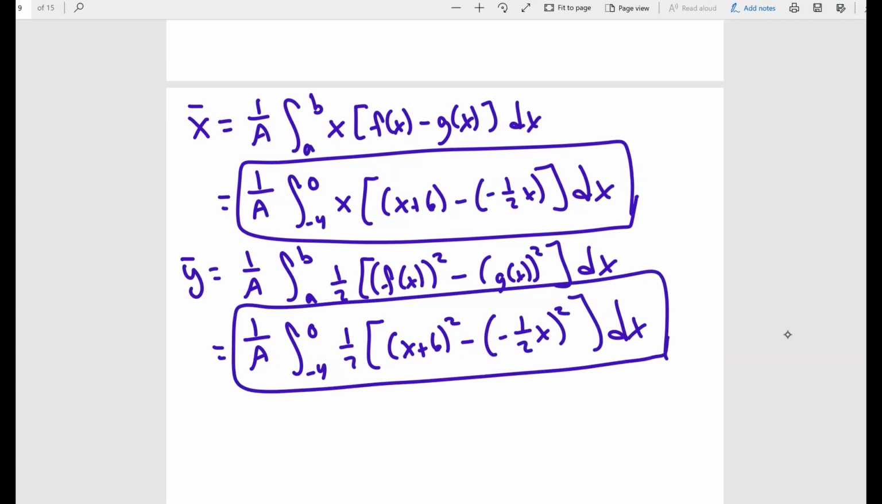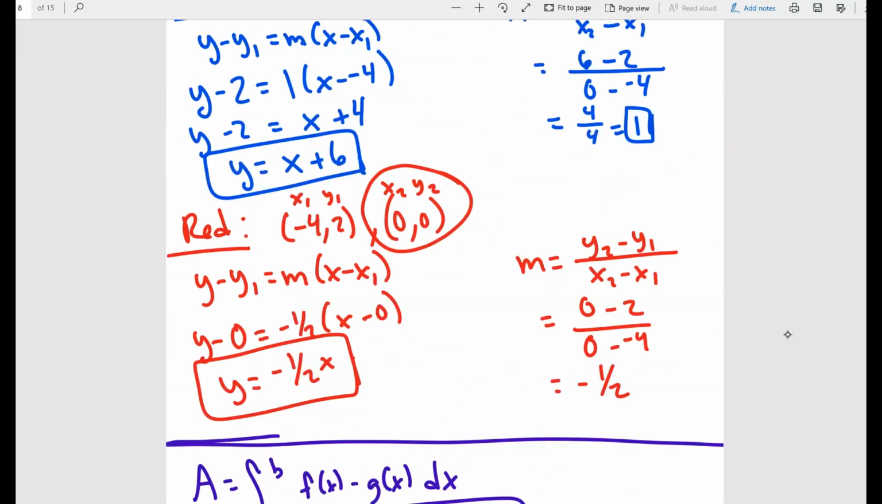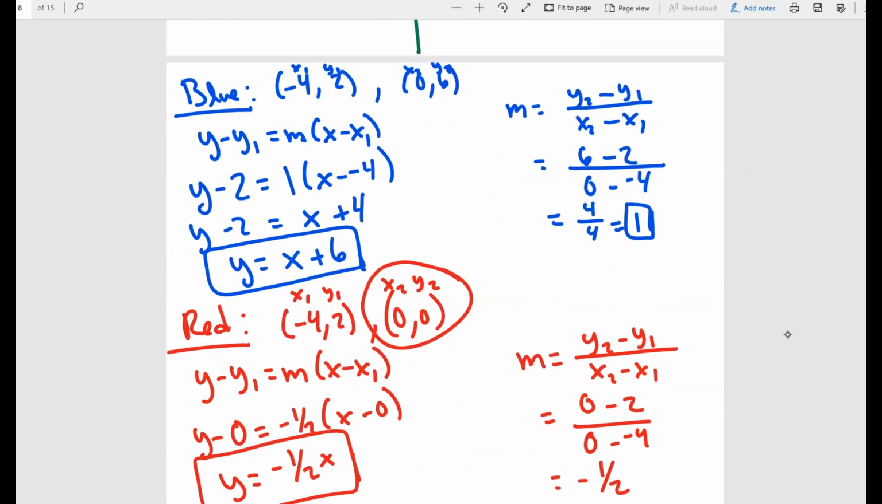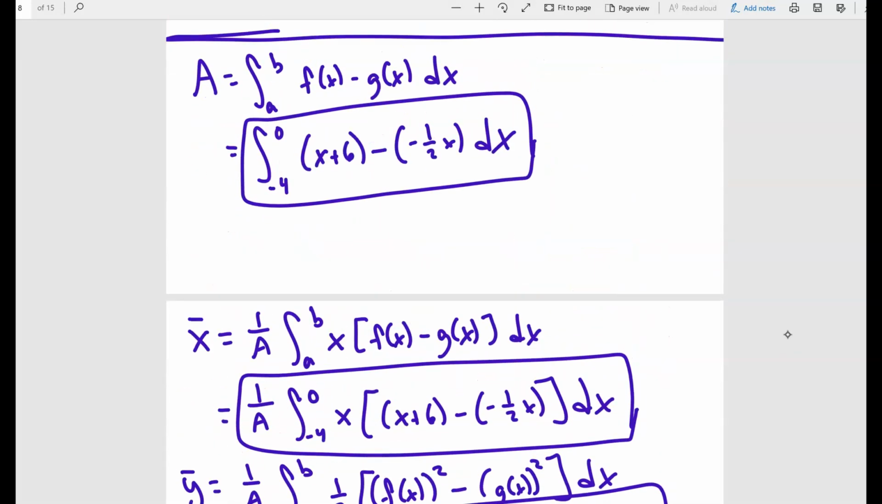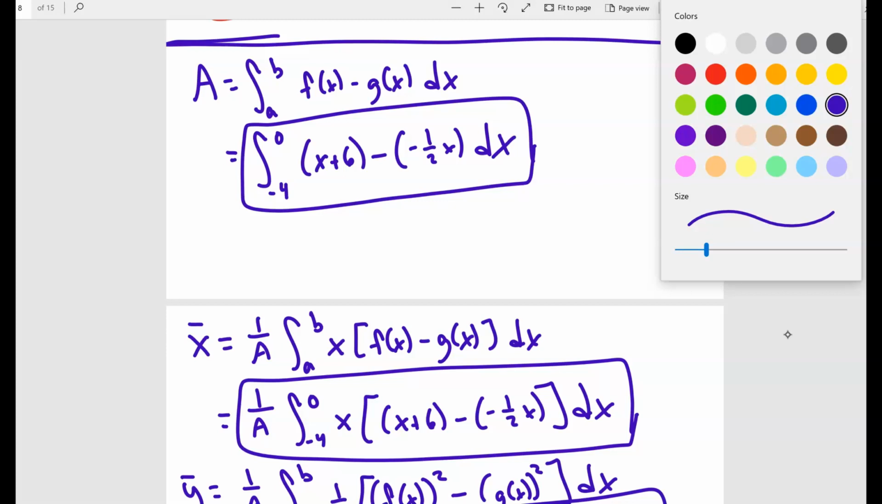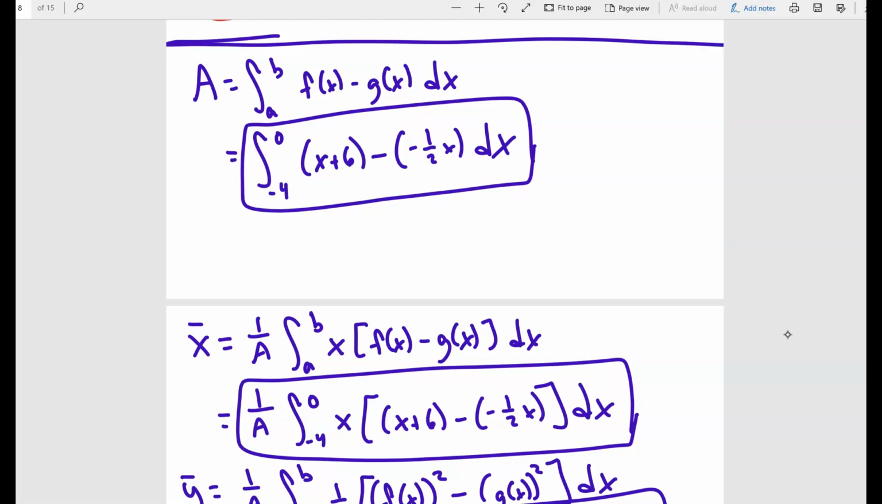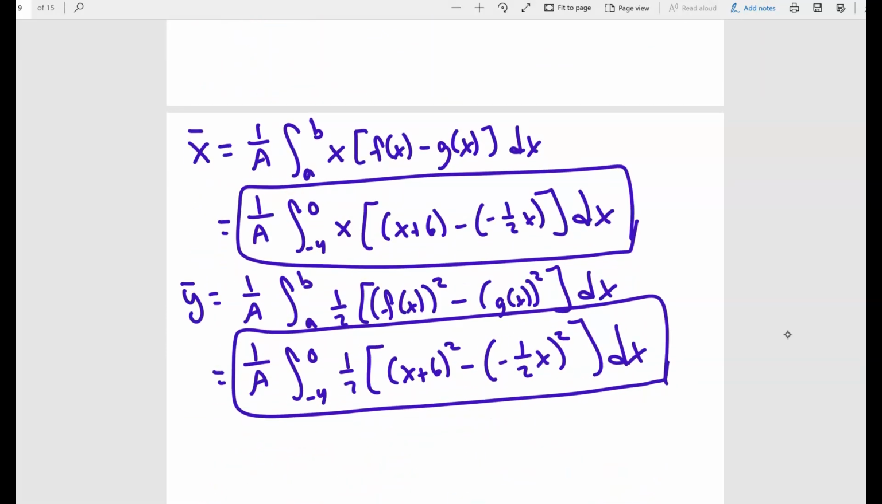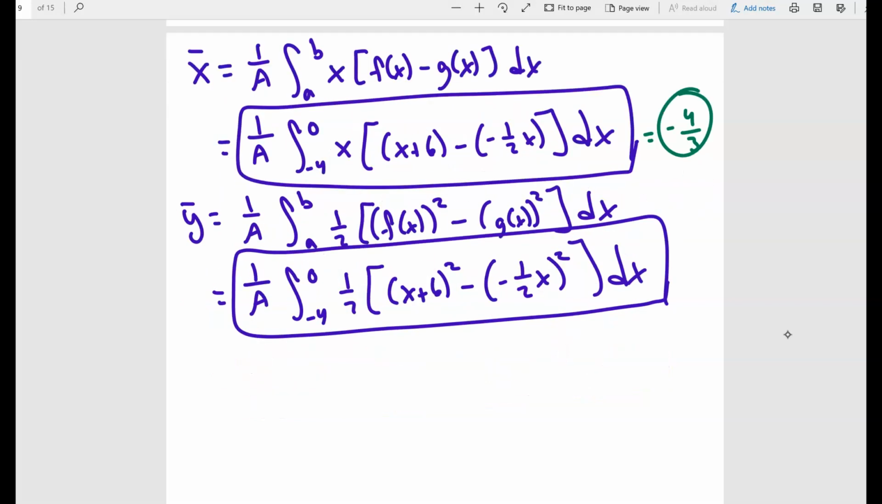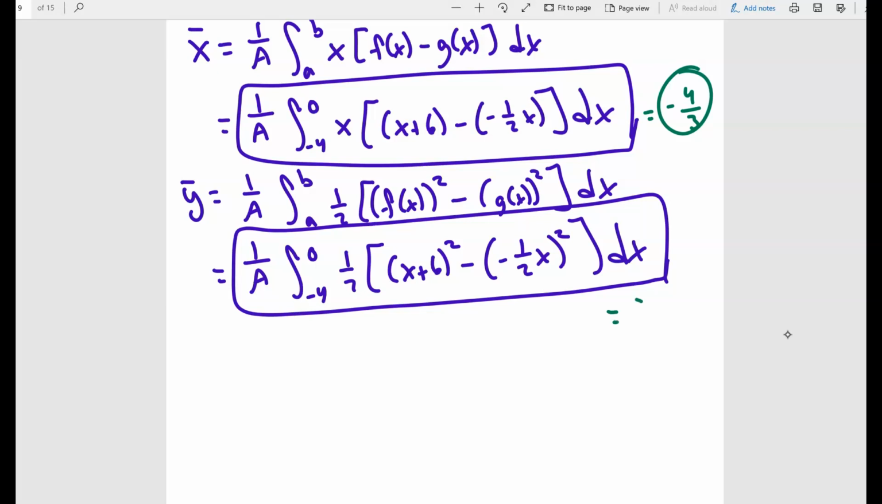Now, obviously, I did the harder part, which was making the equation, I think. I think this is just really lengthy. But if you really wanted to know what these numbers were, if you want to practice at home or figure them out, what I ended up getting for a was equal to 12. For x bar, you end up getting negative 4 over 3. And for y bar, you end up getting 8 over 3.